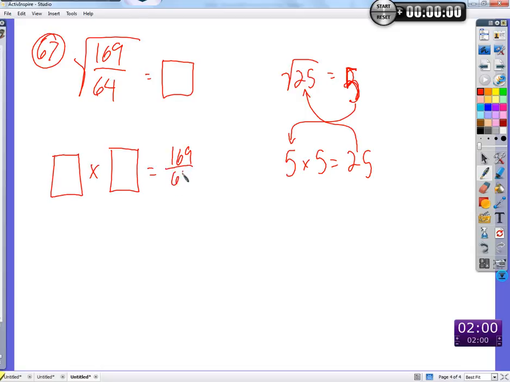169 over 64. Well, that's going to be two fractions, right? We're going to multiply two fractions together. What would the denominator have to be? 8 times 8 is 64. How about for 169? 13. 13 over 8.